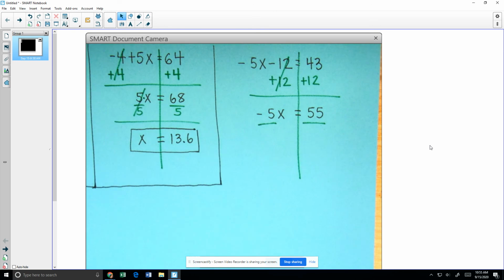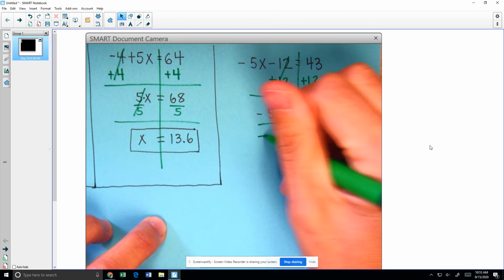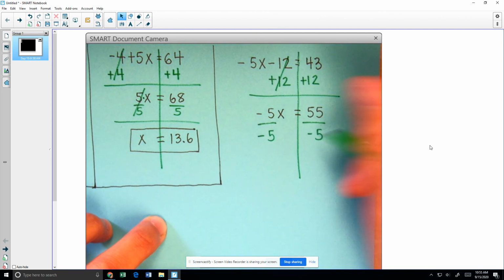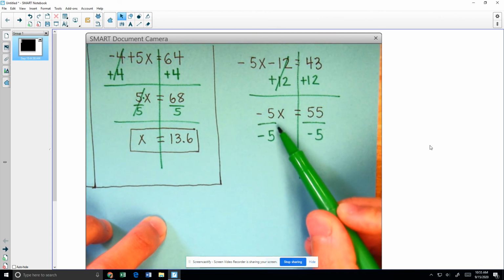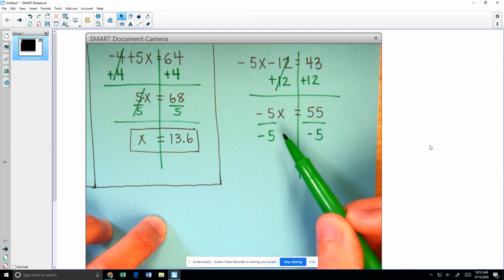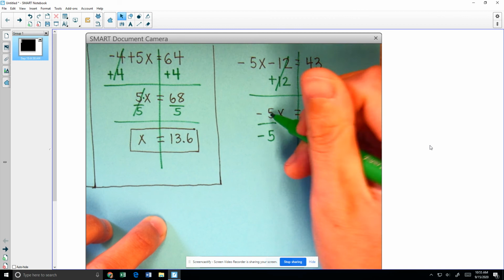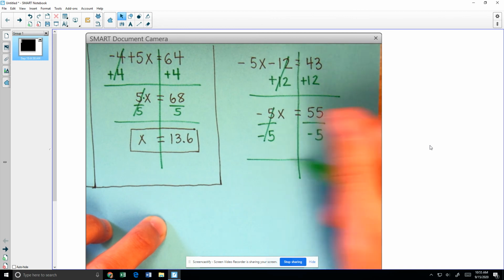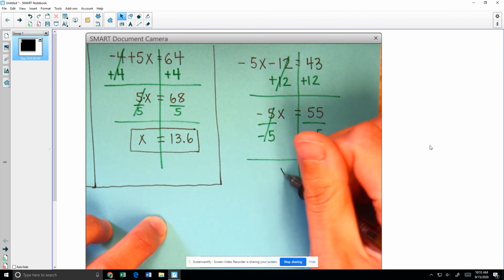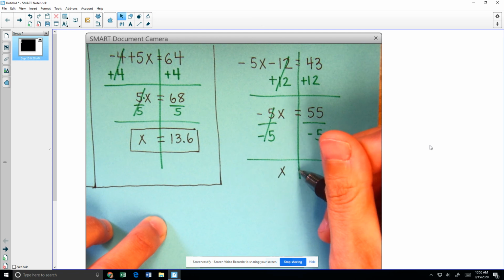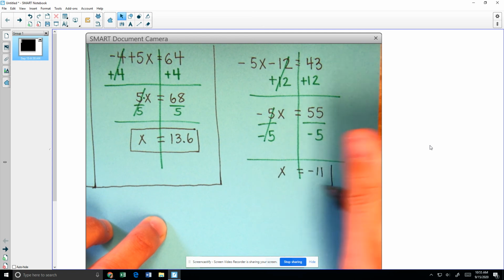Negative. Good job, Sydney. You have to divide by a negative 5. The reason why you're dividing by a negative 5 and not a positive 5 is because remember, when you multiply and divide, the symbols don't change. When you multiply and divide on both sides, you keep that symbol because negative 5 divided by negative 5 is 1 and 1x is just x, sorry. So I have x equals negative 11.